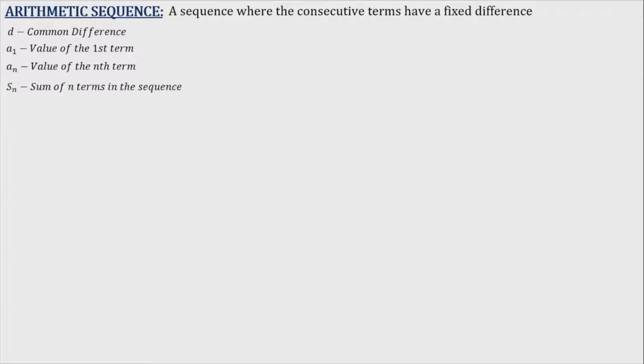Ang arithmetic sequence daw is a sequence where the consecutive terms have a fixed difference. Ito yung mga kailangan nating tandaan kapag magsasolve tayo ng arithmetic sequence. Yung D is yung common difference, A1 is yung value of the first term, AN, value of the nth term, then yung SN, sum of the n terms in the sequence.